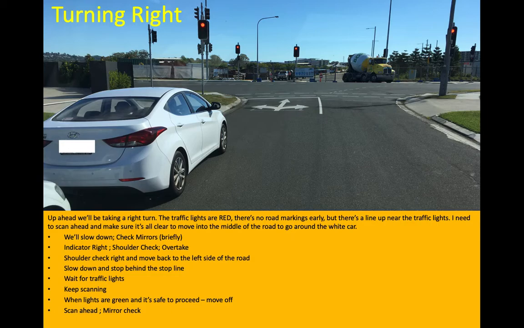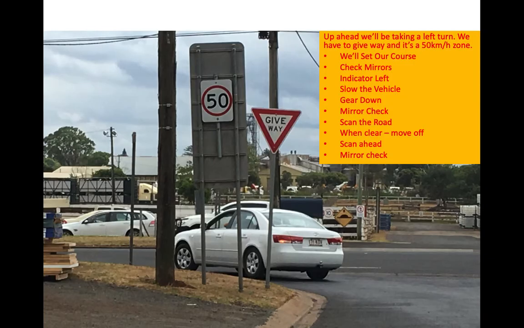We'll slow down, check mirrors briefly, indicate right, shoulder check, overtake, shoulder check right, and move back to the, shoulder check left and move back to the left side of the road. Slow down and stop behind the stop line, wait for the traffic lights. Keep scanning. When lights are green and it's safe to proceed, move off. Scan ahead, mirror check.